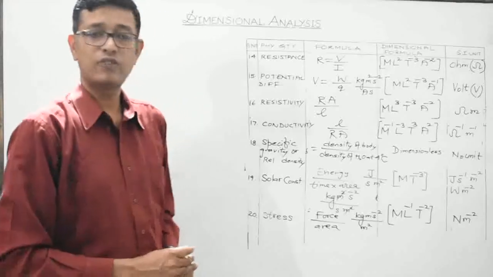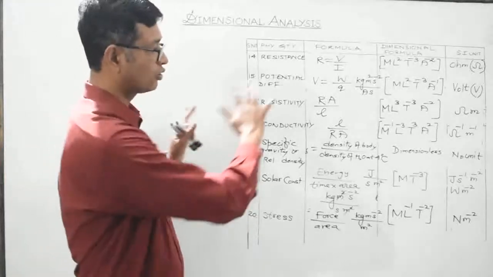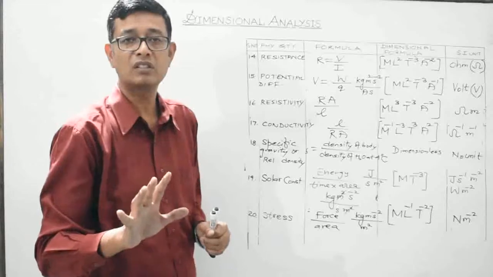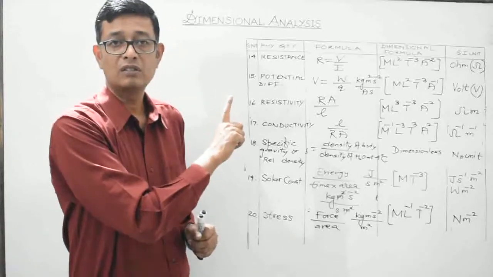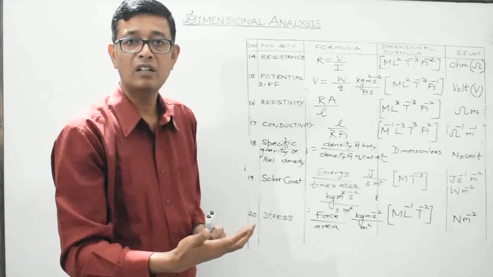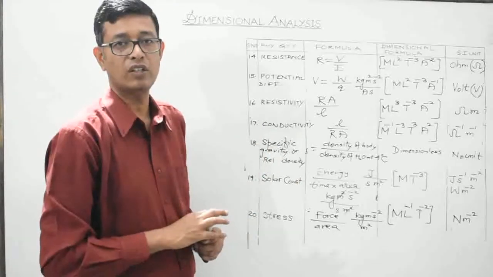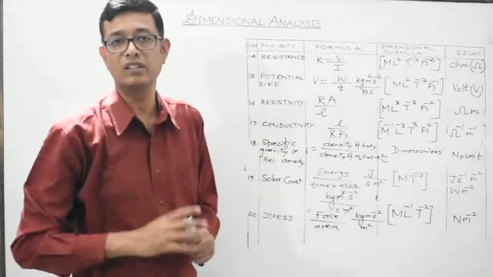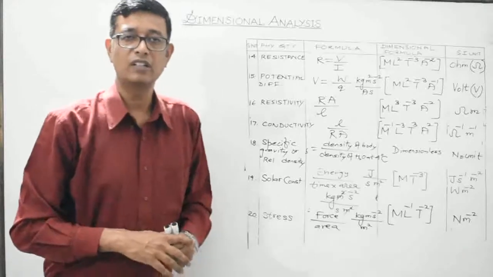So students, that's it for today's lecture. I hope you have understood it completely. What we have done today was the dimensional formula, what are the dimensions of a physical quantity and how to write the dimensions of a physical quantity. We have discussed about 20 physical quantities, right? Okay, we'll continue in the next session then.